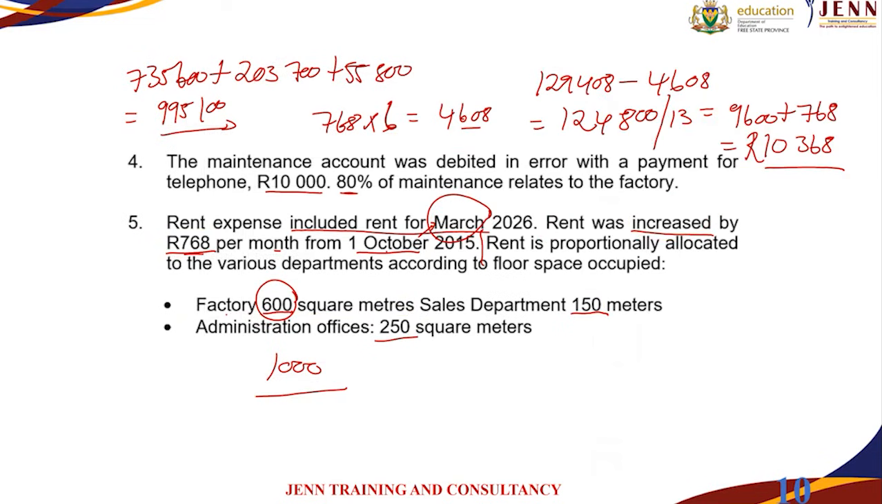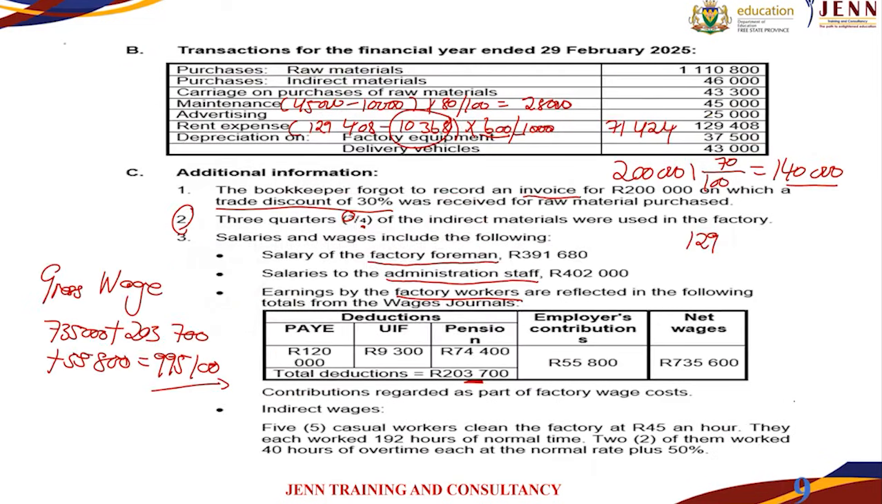And then the next one, remember, we are still busy with our factory overheads. Now that we are done with rent, we can go straight to indirect wages. When you go to number 3, the last bullet on the slide, it says 5 casual workers clean the factory. The reason why we are considering them is because of this. They are cleaning in the factory.